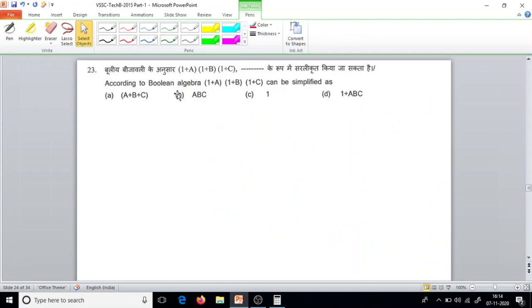Question number 23. According to Boolean algebra, (1 or A) and (1 or B) and (1 or C) can be simplified as. So we have 3 OR gates and 1 AND gate.